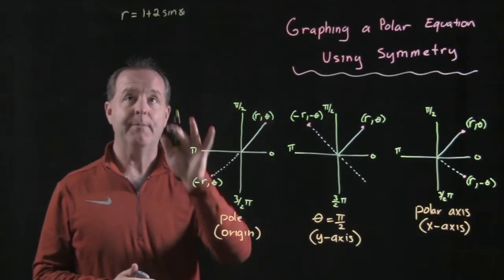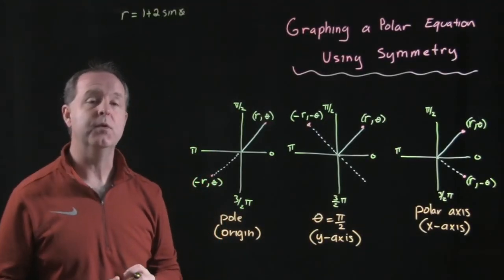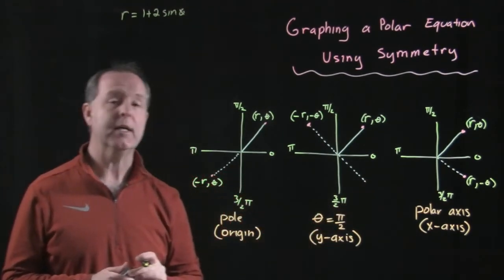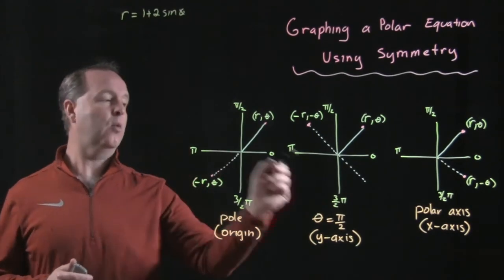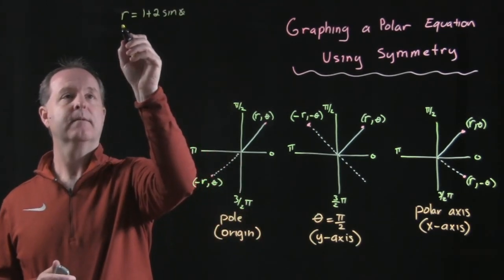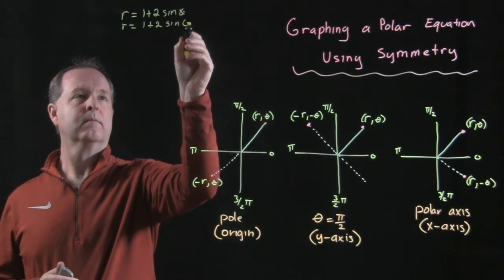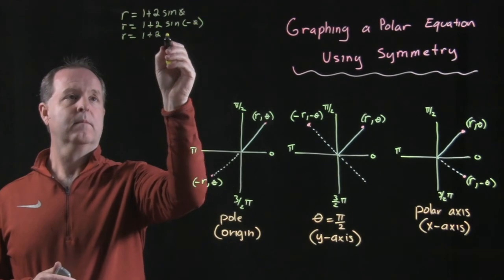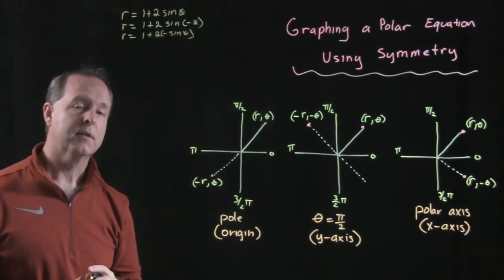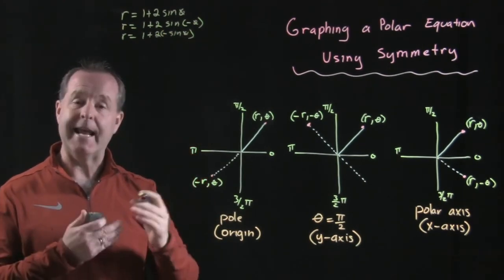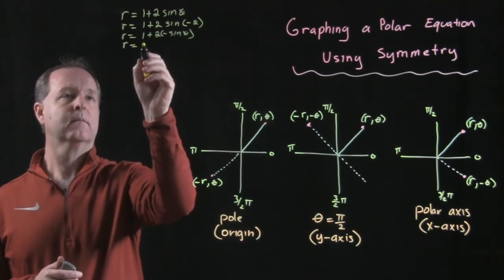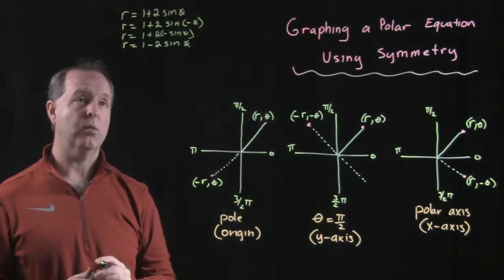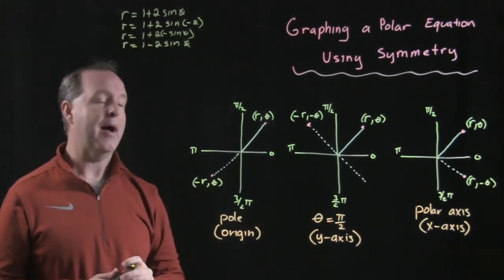Let's look at another example here where I have r equals 1 plus 2 sine theta. Let's check for symmetry. Let's begin by looking at the symmetry about the polar axis, where we replace theta with negative theta. Sine is an odd function. So sine of negative theta equals the same thing as negative sine of theta. And you can see that I do not get the same equation I started with, so there's no symmetry about the x-axis.